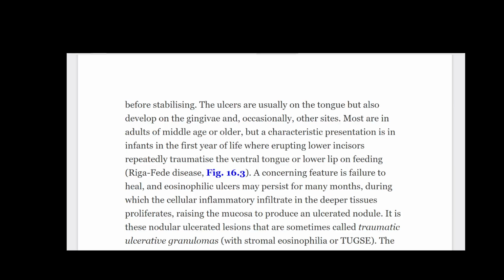A concerning feature is failure to heal, and eosinophilic ulcers may persist for many months, during which the cellular inflammatory infiltrate in the deeper tissues proliferates, raising the mucosa to produce an ulcerated nodule. It is these nodular ulcerated lesions that are sometimes called traumatic ulcerative granulomas with stromal eosinophilia, or TUGSE. The dense inflammatory infiltrate produces firmness in the underlying tissues, which may be misinterpreted as induration, and the clinical appearance strongly suggests carcinoma or other malignant disease, Fig. 16.4.